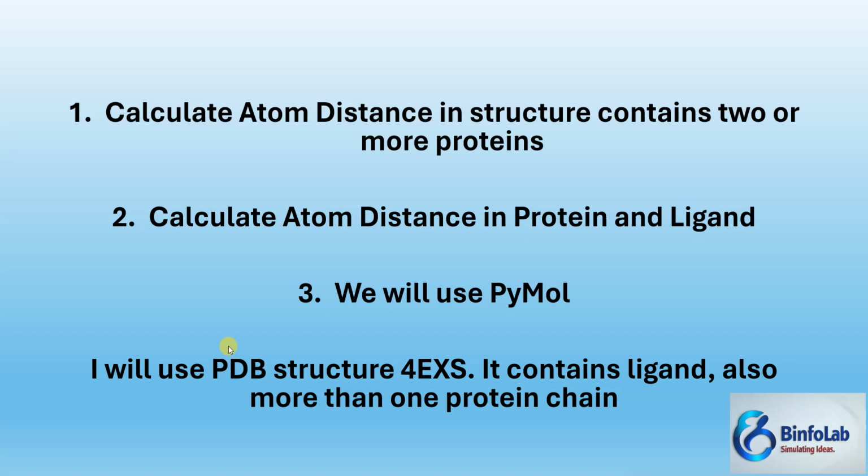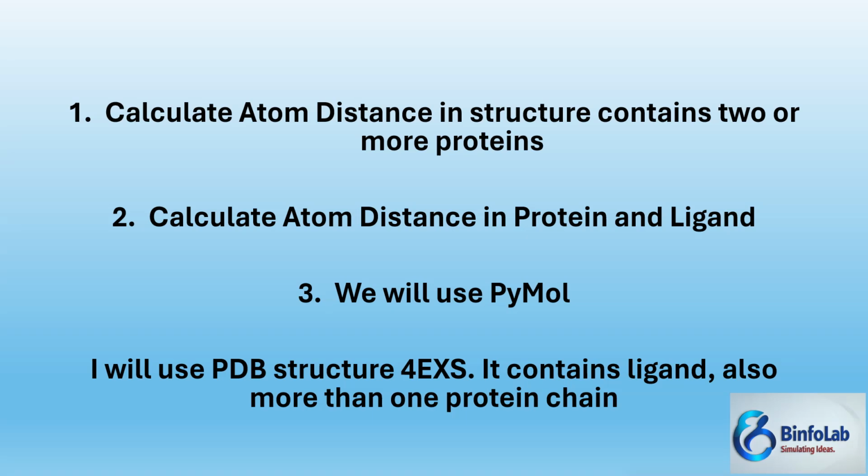And why did I choose this structure? It has the reason. This structure contains two symmetric chains, A and B. Also, it has a ligand in each chain. So, dealing with this protein, we will also learn how to handle the chain problem if your protein has this kind of problem, and how to handle residues which are represented twice in a structure.